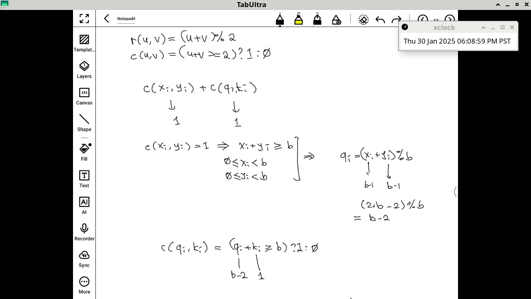So when you add those two, what do you get? B minus 1. Can B minus 1 be greater than or equal to B? Nope. So now we have just proven that if C of xiyi is a 1, then C of qi cannot be a 1. It has to be a 0. But that's only going in one direction. We also have to go in the opposite direction.